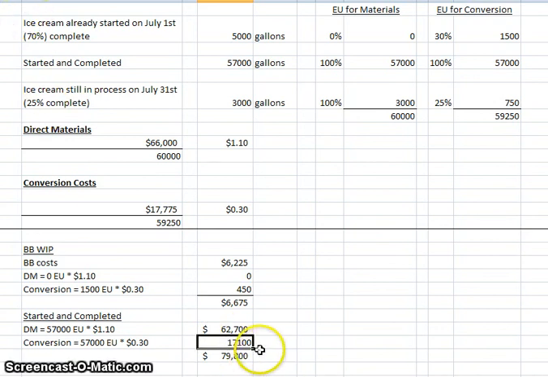So if you stop for a second, we transferred over all these beginning items and the ones that were started and completed. These 62,000 gallons here are the ones that we finished during the month and transferred over to the packaging department. So when I say, what are the costs that are transferred over to the next department, the answer is your $6,675 plus the $79,800. Those were the costs that were transferred over to the next department.